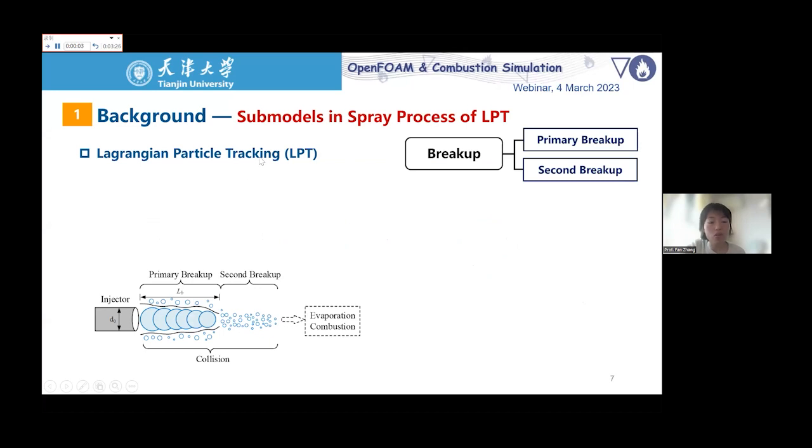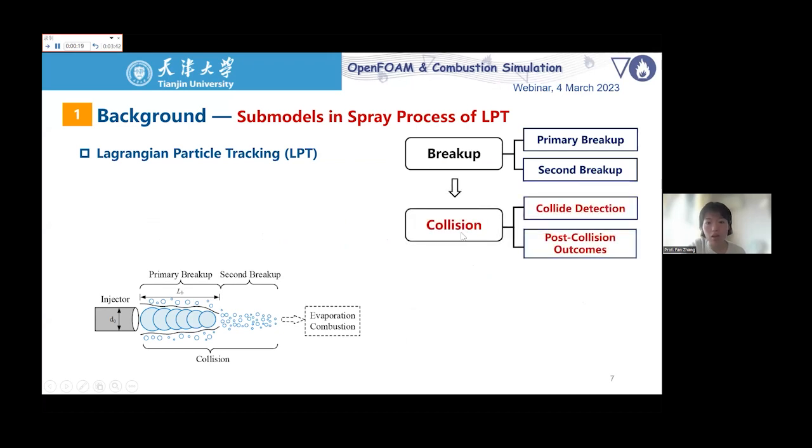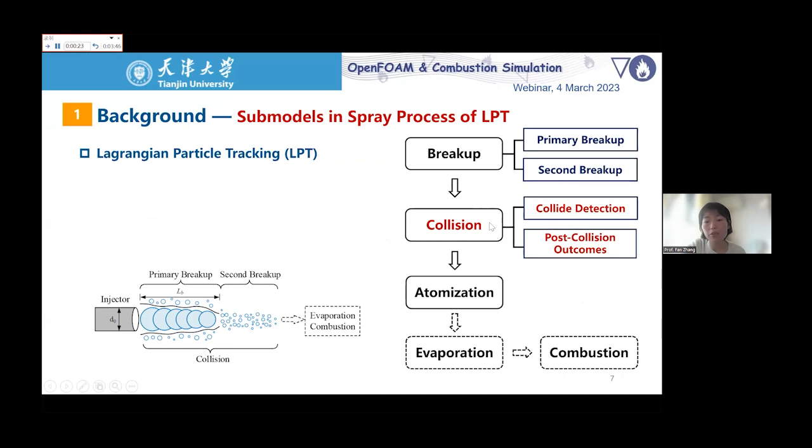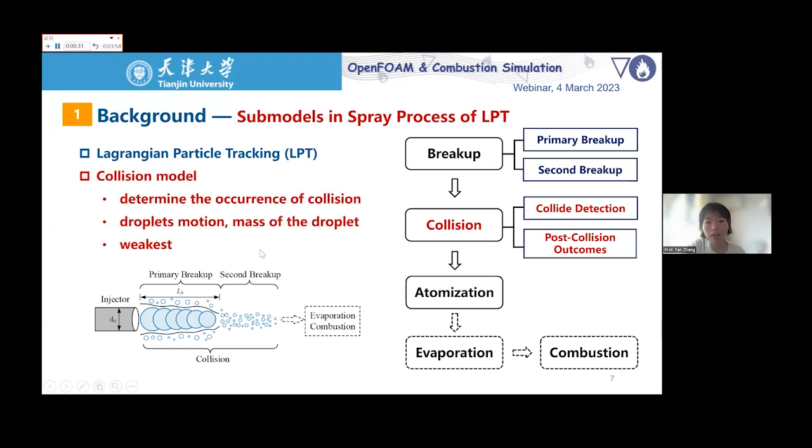Since the Lagrangian particle tracking cannot capture the droplet surface deformation, some models are needed in the spray process, for example the primary breakup model, the secondary breakup model, and the collision model, et cetera. Today we will talk about the collision model because it is the weakest model in the spray process. It has two parts. The first part is you need to determine the occurrence of the collision, that means when the two droplets collide. Then you need to give the mass of the satellite droplets after the collision, which we call the post-collision outcomes.